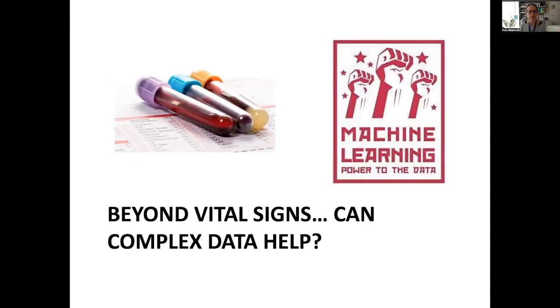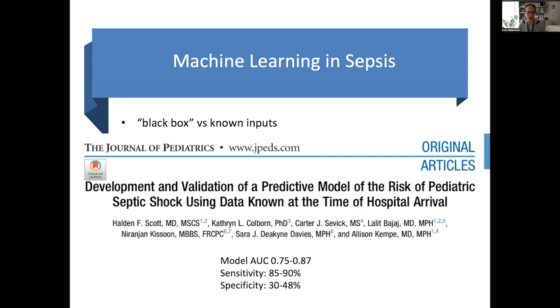And so this is just one example that was developed by Halden Scott out of Children's Hospital in Colorado, looking at a predictive model of sepsis using even more granular data that's known at the time of hospital arrival. And you can see the performance of this tool is quite sensitive, a little bit less specific.